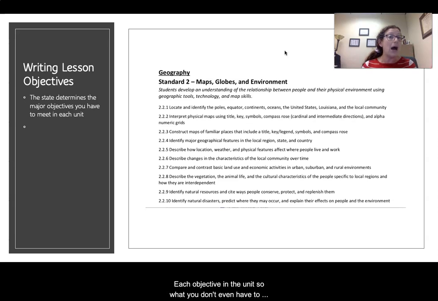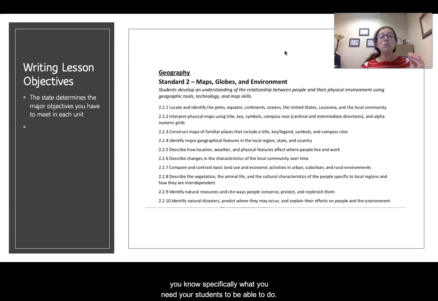So you don't even have to come up with the overall lesson objective, which I think is really nice for teachers. So for example, Standard 2 is for maps, globes, and environment. We want students to develop an understanding of the relationship between people and their physical environment using geographic tools, technology, and map skills. Okay, that's great, but now we need to really break it down into the lesson-specific objectives, which the Louisiana State Standards do for you. So for example, in State Standard 2.21, we want students to be able to locate and identify the poles, equator, continent, oceans, the United States, Louisiana, and their local community.